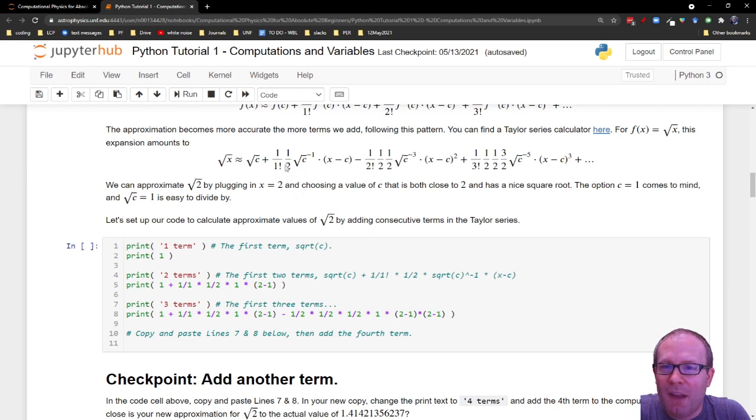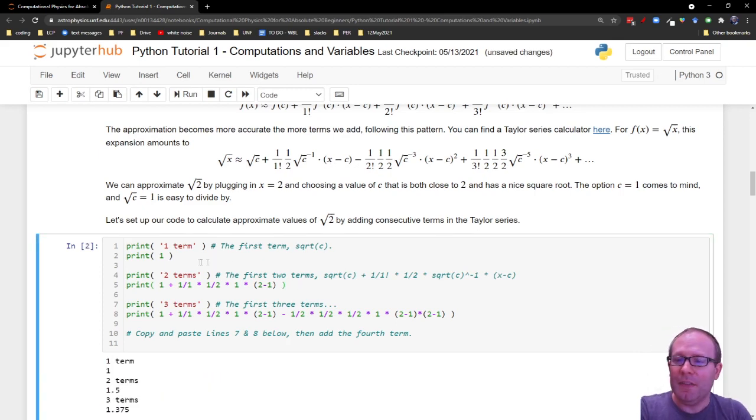So I have a 1 over 1 factorial. There's that piece. I have a 1 over 2. There's that piece. I have a square root of 1 over 1, or in the denominator, excuse me, so that's going to be a 1 here. Then I take 2 minus 1. That's my x minus c here. And so when I run this, I'll get out these 3 answers.